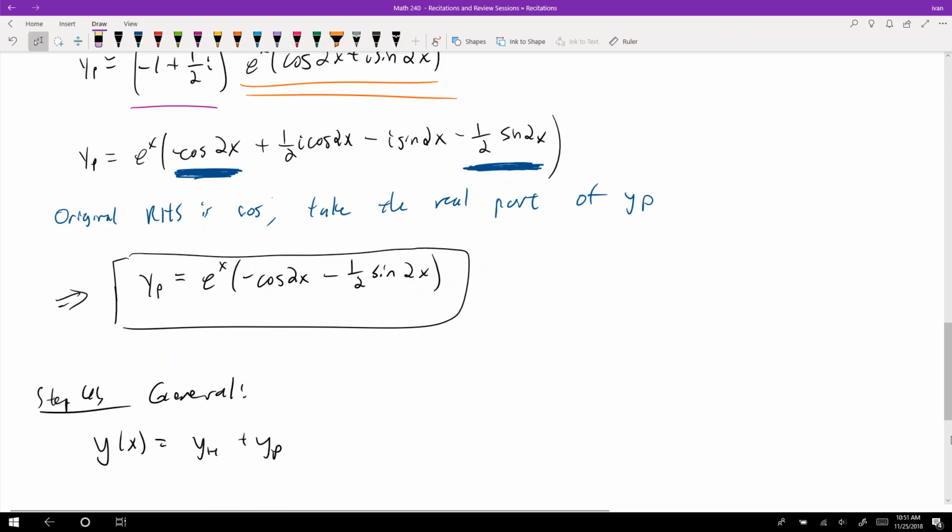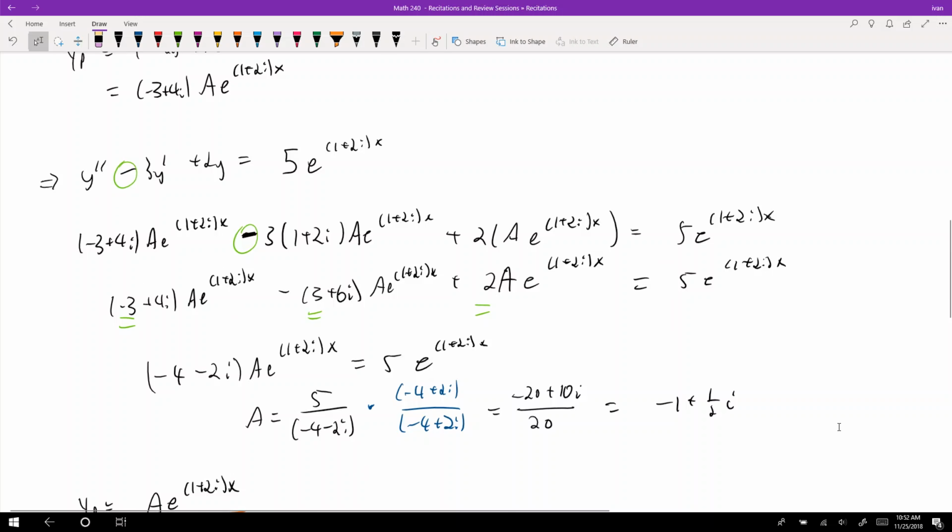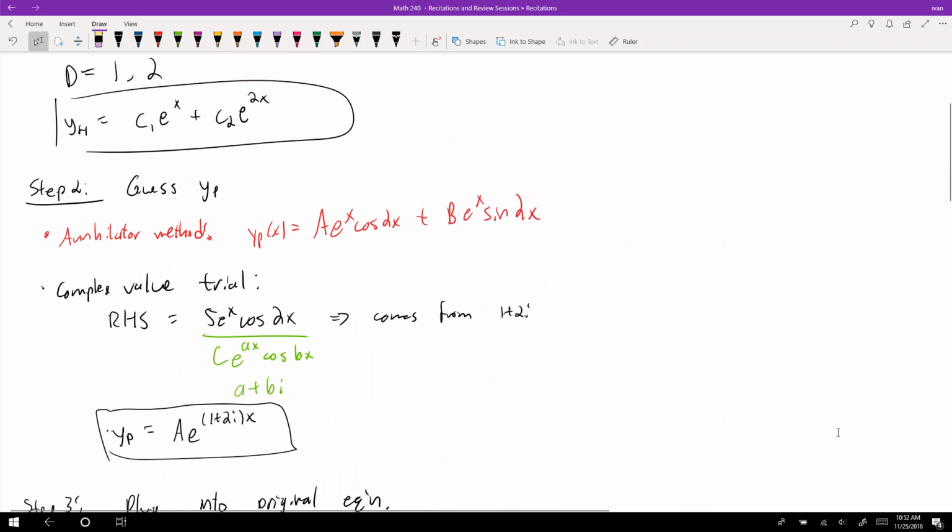So that's complex value trial, an example there. This first example, you could have done with annihilators, this annihilator method, it would have worked just fine. The product rule is a bit annoying to do, but you know, it's doable. You'll only end up having like 8 terms, I think, at worst for the y double prime.